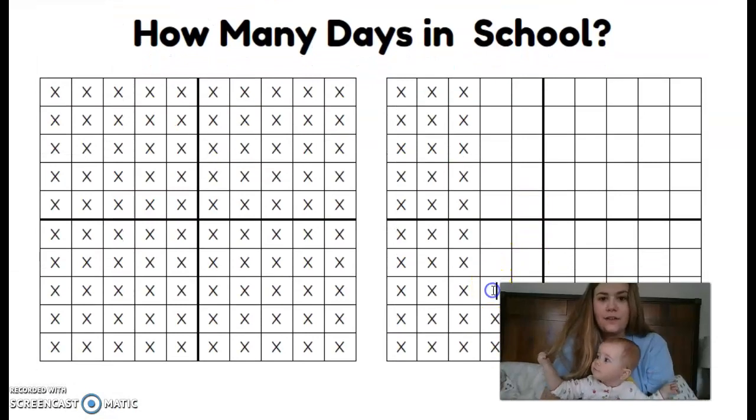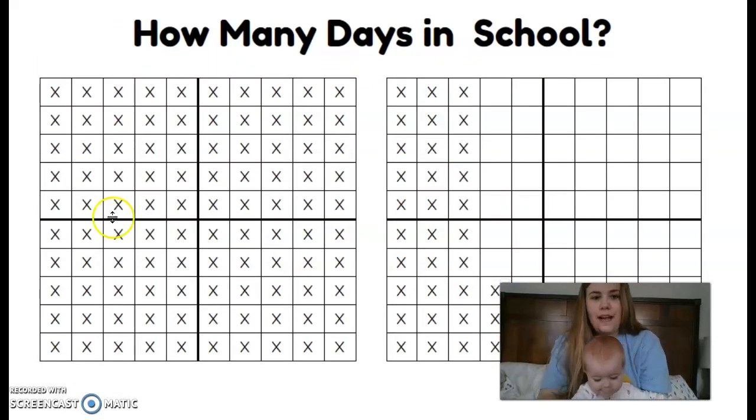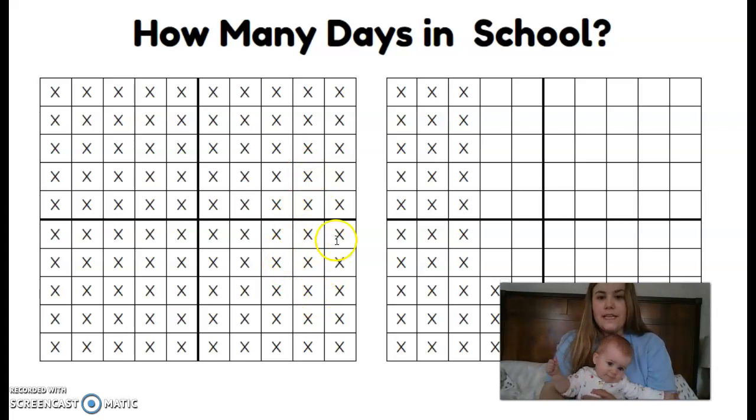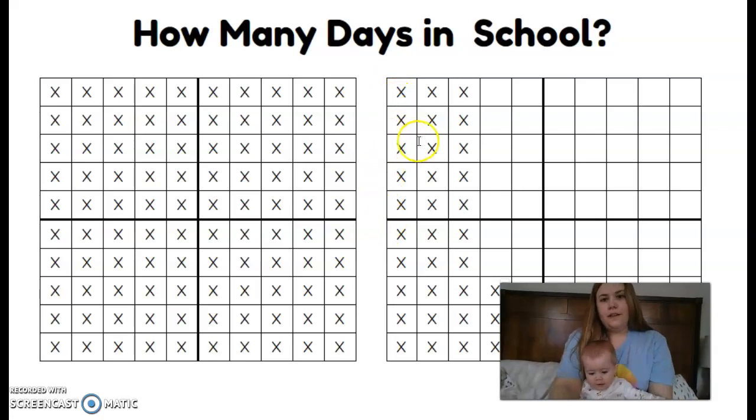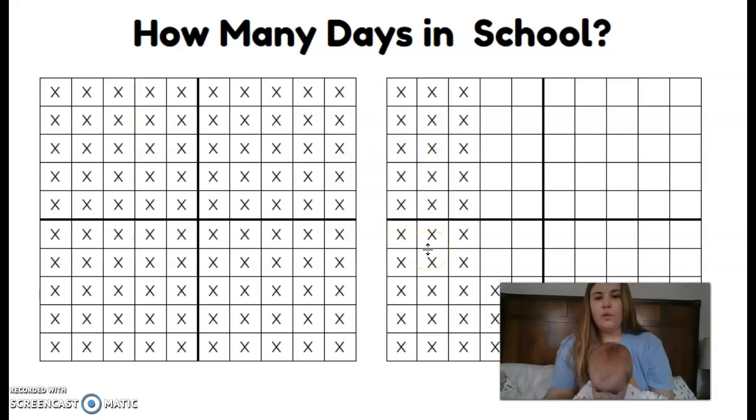All right. Let's add another day in school. And let's count. We're going to count by 5s today. So count with us. 5, 10, 15, 20, 25, 30, 35, 40, 45, 50, 55, 60, 65, 70, 75, 80, 85, 90, 95, 100, 105, 110, 115, 120, 125, 130. This is where we stop.